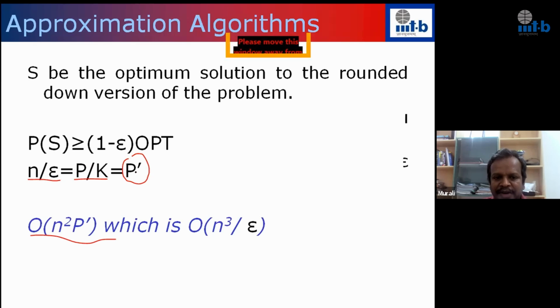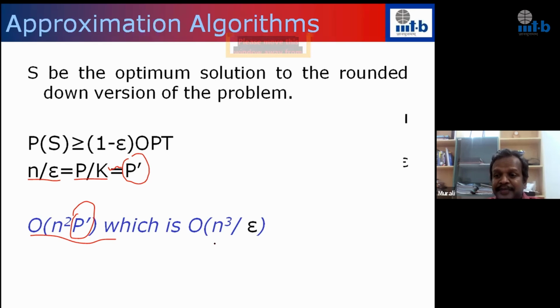The maximum profit, capital P dash, is the maximum profit after rounding. So the maximum profit after rounding will be roughly equal to, it's not equal to, it's roughly equal to P by K, where P by K will be n by epsilon by the choice of my epsilon. K is chosen as epsilon into P by n. So if you rearrange the terms, you get that P by K is equal to n by epsilon. So I'll just replace P dash by n by epsilon. The complexity of the algorithm here is n cube by epsilon.